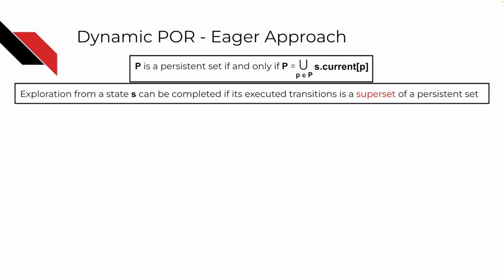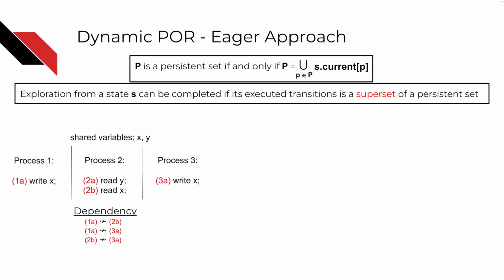Then, what is the difference between our two dynamic algorithms? The main difference is that in one of them, current sets are maintained eagerly for each new transition that is explored, and in the other, current sets are computed only when the exploration backtracks to a state, or in other words, only when needed to decide if the exploration from a given state should continue or not. I will start with the eager version.